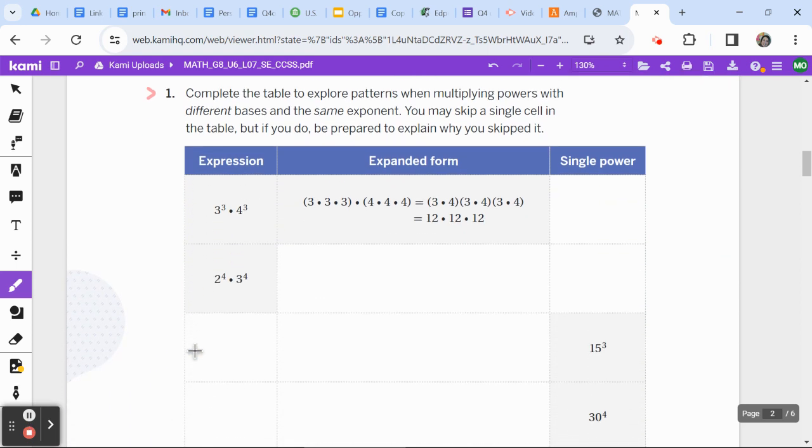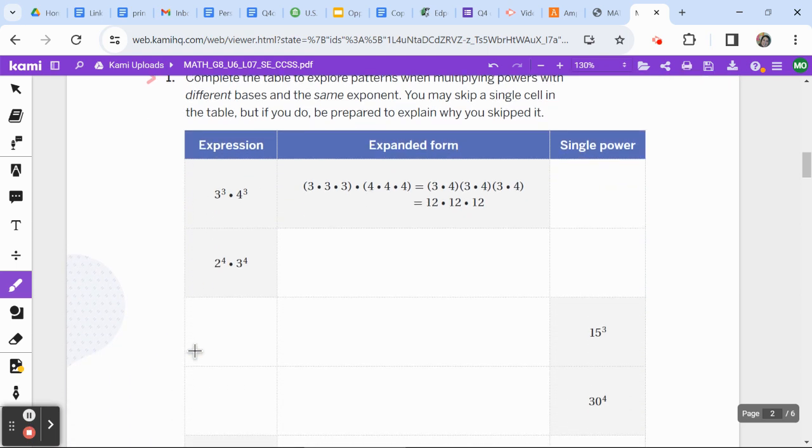Alright, so activity 1 is the table. If you're doing this online, you'll probably be broken down in this for you as well. Alrighty, so the way you really are setting it up, you want to find out what 3 times 4 is, and then you keep your 3 exponent. So we end up with 12 to the 3rd power.